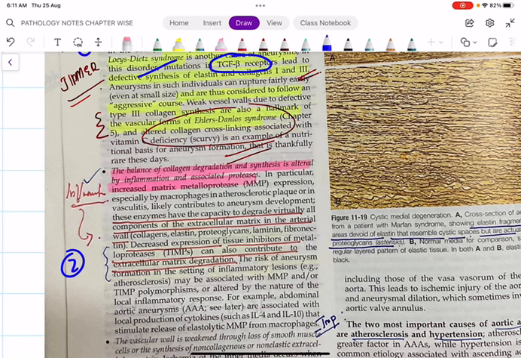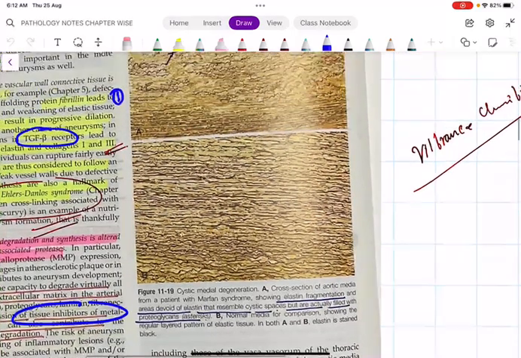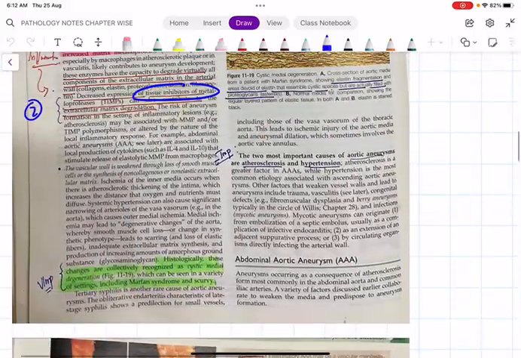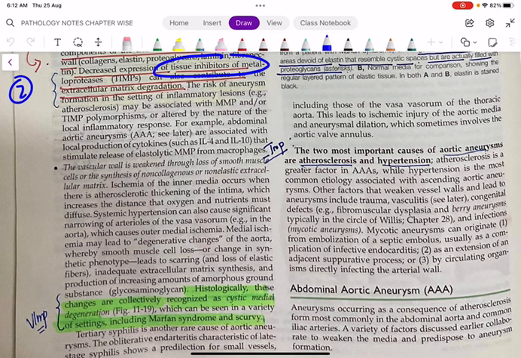Or I can say decreased expression of tissue inhibitors of metalloproteinases. What are tissue inhibitors of metalloproteinases? These are the proteins which inhibit MMPs. So when the inhibitors are decreased, or when the enzyme level itself is increased, what will happen? In both conditions there will be degradation of the vessel wall, leading to weakening. So this is the second thing.